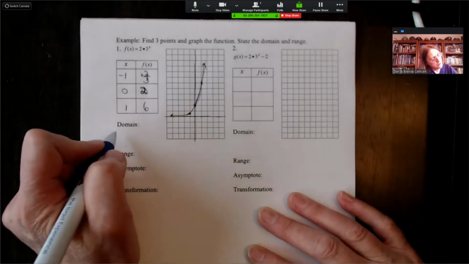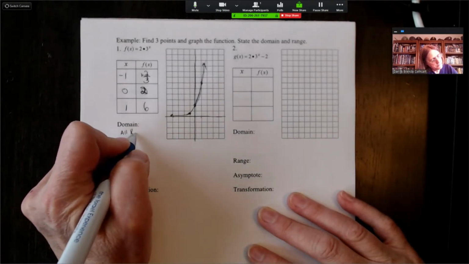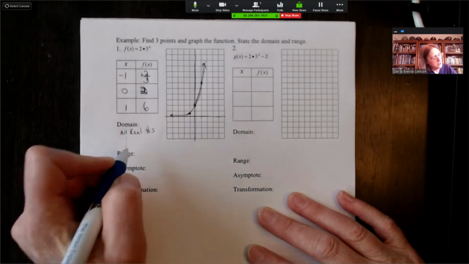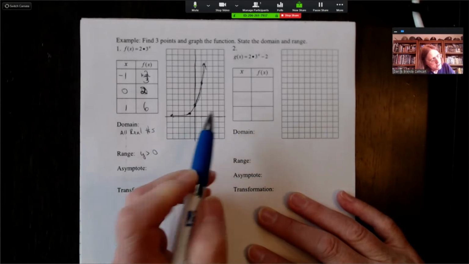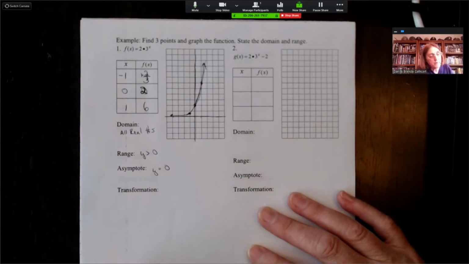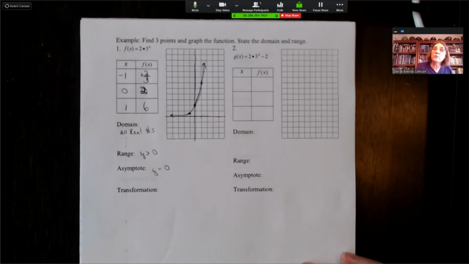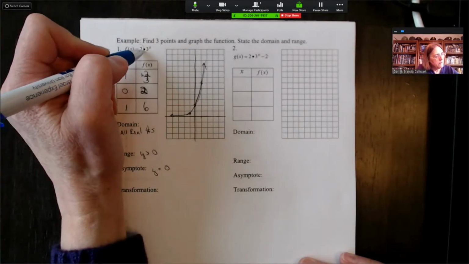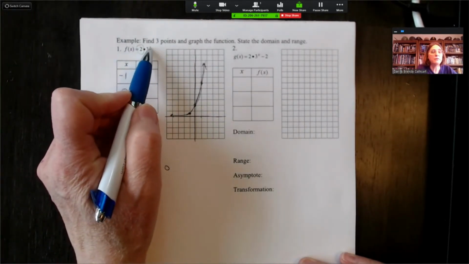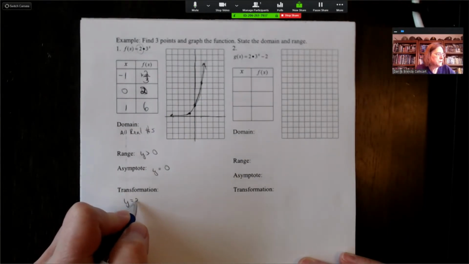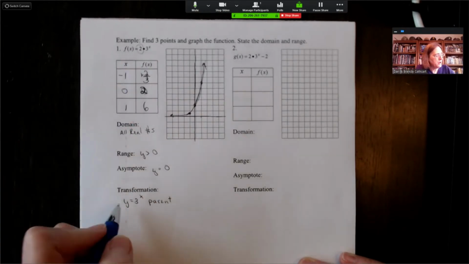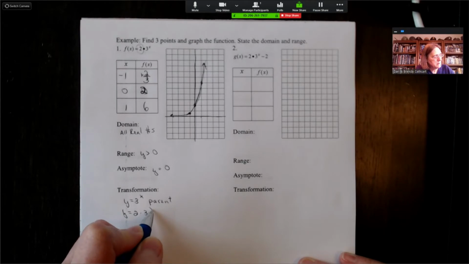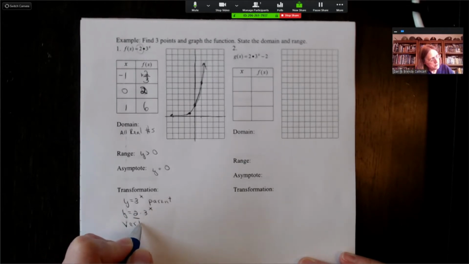So our domain for this function is all real numbers. The range, again, is y greater than 0. Our horizontal asymptote is the x-axis, y equal to 0. And now we're going to remember transformations when we have a transformation of a graph. We have 2 multiplied by the graph of 3 to the x. So if y equals 3 to the x is our parent function, then multiplying by 2 is a vertical stretch of 2.